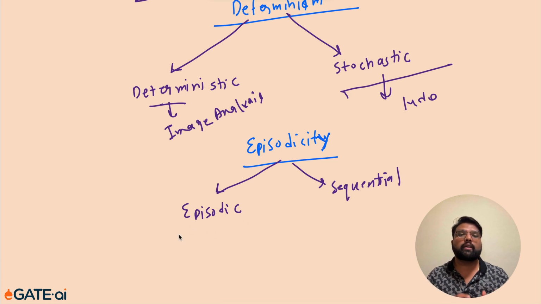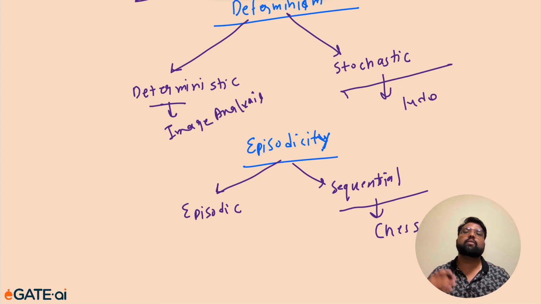For episodic environments, one example can be a classification task. If the agent has to classify whether some particular part in an assembly line is defective or not, this is episodic. In this case, the agent does not have to look in the past whether the previous part was defective or not, right? Whereas in a sequential environment, the agent has to think ahead because all the episodes are connected. So for example, a chess playing agent, right? In chess, all the moves are sequential. You have to plan ahead before taking any move. So this is an example of a sequential environment.